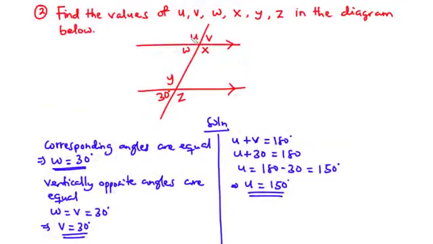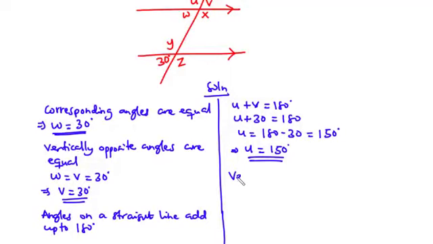Now, since we know the value of U, we also know that U and then X are vertically opposite angles, and vertically opposite angles are equal.